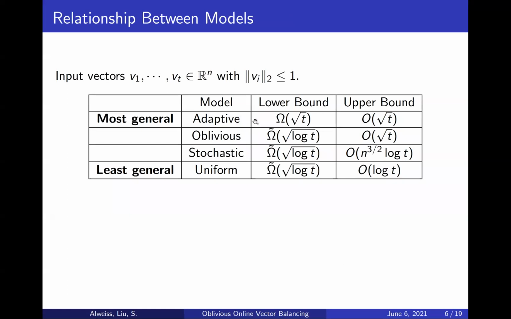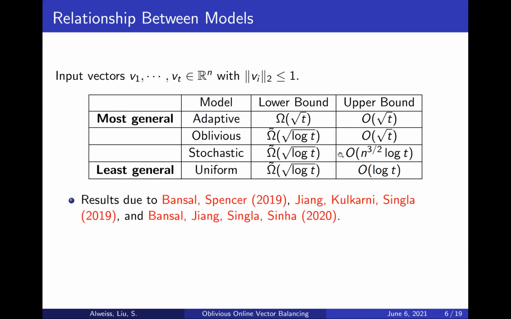So there's an obvious relationship between these models in that the adaptive model is harder than the oblivious model, which is harder than stochastic, and stochastic is harder than uniform. And if you chase through carefully what I told you on the previous slide, it turns out there's a sharp upper and lower bound in the adaptive model of square root of t. So that turns out not to be so interesting. However, there has been significant work in the stochastic and uniform setting. By uniform, I mean here that you're assigned vectors vi which are uniform on the sphere. And due to results of Bansal and Spencer, you can get an upper bound of O of log t. So this is just logarithmic in the number of vectors you have. So it's quite a good bound.